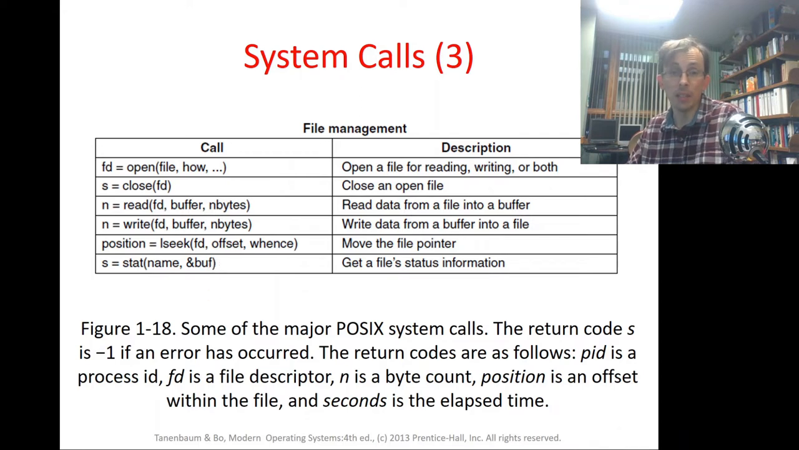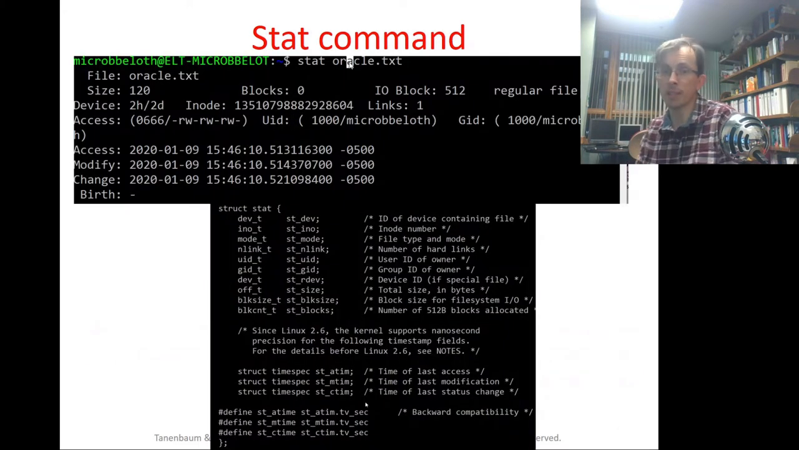And here we can see an example of this, right? If I take this text file called oracle.txt and say stat oracle.txt, that's the command line version of calling the stat system call. In this case, it'll do that call and then present everything in a nice, neat format for me. So oracle.txt is a 120-byte file. It has 0 blocks. It's a regular file. Here are its access modes, read write for everybody. Here are its access, modify and change timestamps, showing when it was last accessed, modified and changed.